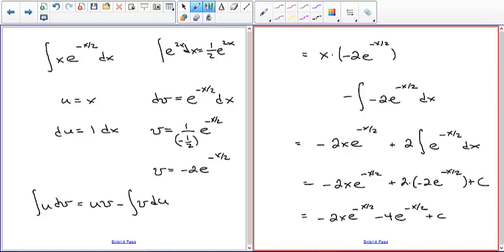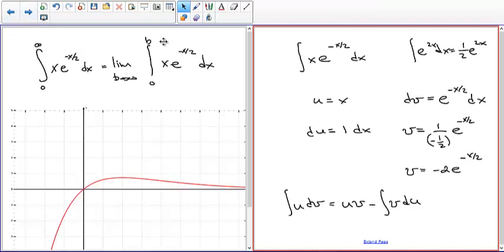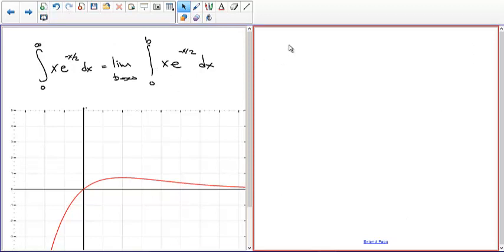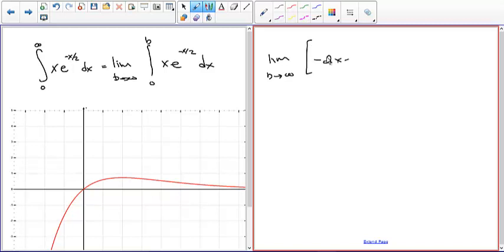And so when I come back here, I'm going to plug it back in here now. I'm going to drop the arbitrary constant because I don't need that for a definite integral. So what I'm going to do is I'm going to put the answer here. So it's going to be equal to the limit as b goes to infinity, and the integral was negative 2x e to the minus x over 2 minus 4 e to the minus x over 2 evaluated between 0 and b.